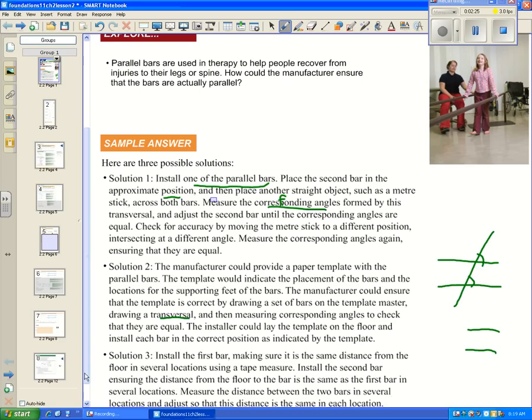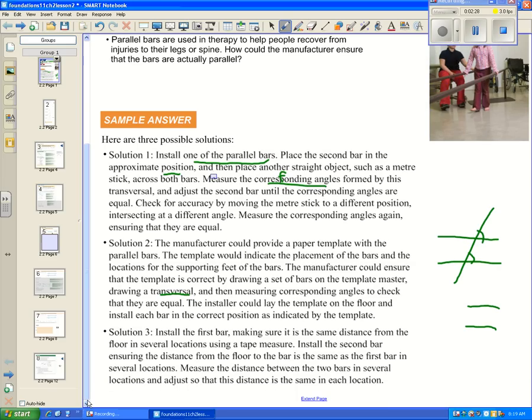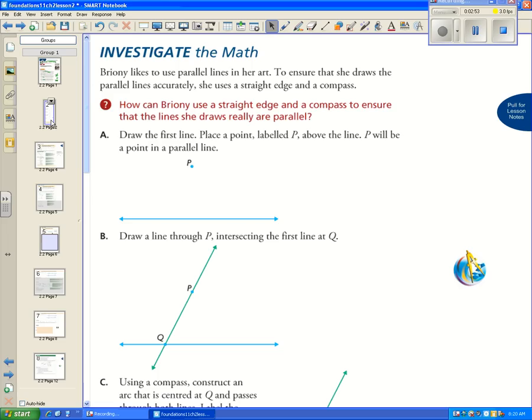And finally, this is what I would have thought of. Install the first bar, make sure it's the same distance from the floor in several locations. Using a tape measure, install the second bar, ensuring the distance from the floor to the bar is the same as the first bar in several locations. Measure the distance between the two bars and adjust so this distance is the same. So just making sure that the distance between two parallel lines is always the same. Good.